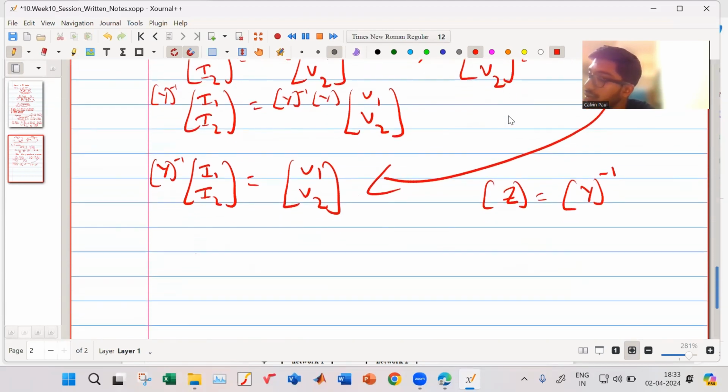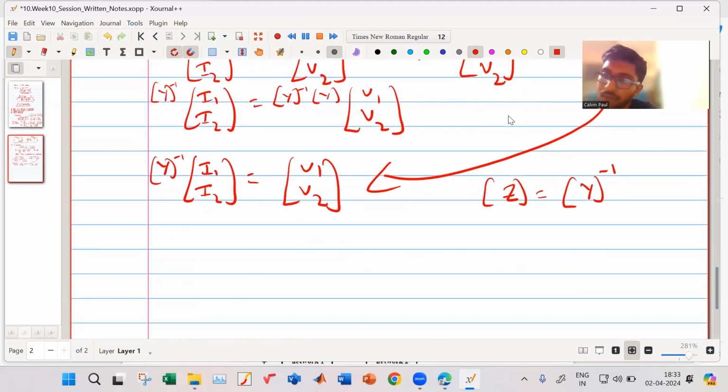So this is for two port networks. What will be the dimensions of this matrix Z? 2 × 2. What will be the dimension of Y? Yeah, same, 2 × 2.